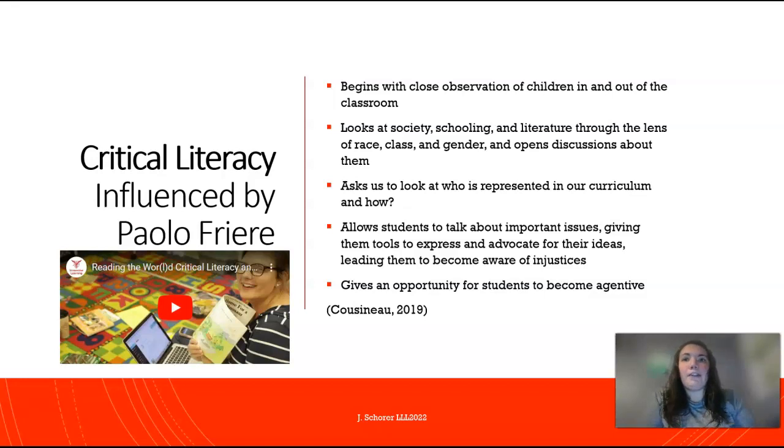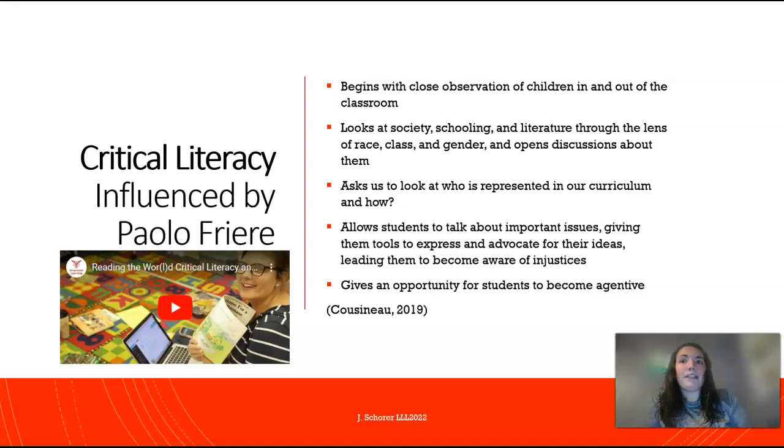Critical literacy begins with close observation of children, not only in the classroom but also outside of the classroom, in places such as recess or the lunchroom. Critical literacy looks at society, schooling, and literature through the lens of race, class, and gender, and opens up the sometimes difficult discussions about them. It asks us who is represented in our curriculum and how. Do we have books in our class library that represent these differences?